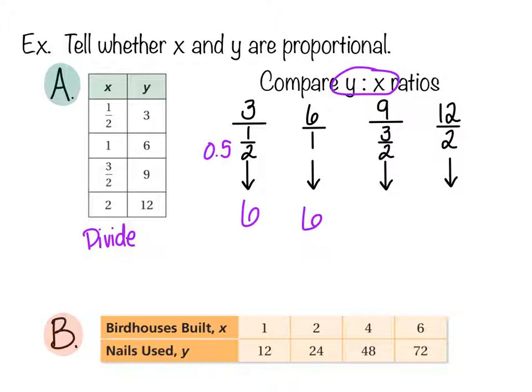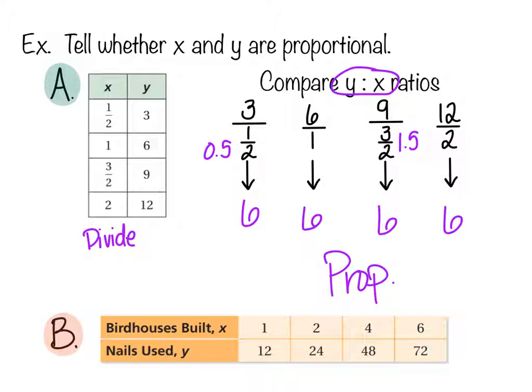3 and 1/2 is the same as 3 halves, which is the same as 1 and 1/2, which is the same as 1.5. So 9 divided by 1.5 is 6, and 12 divided by 2 is 6. So all these are the same, so they are proportional. Again, if any one of them is different from the rest, then it's not proportional.